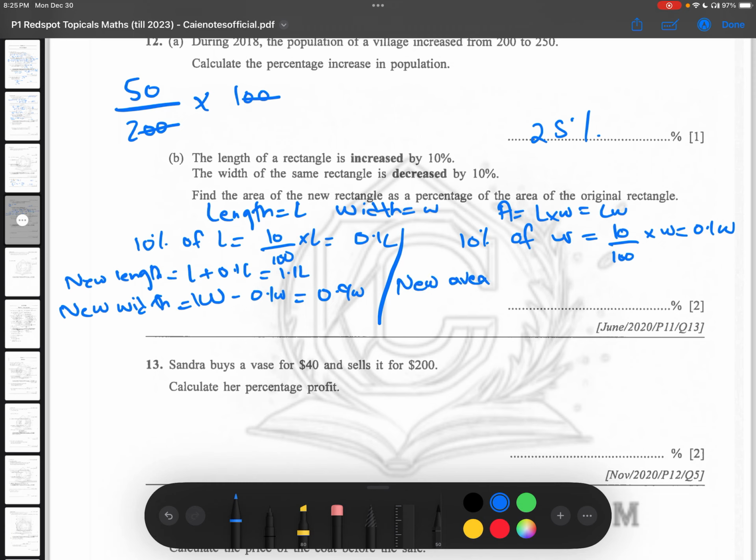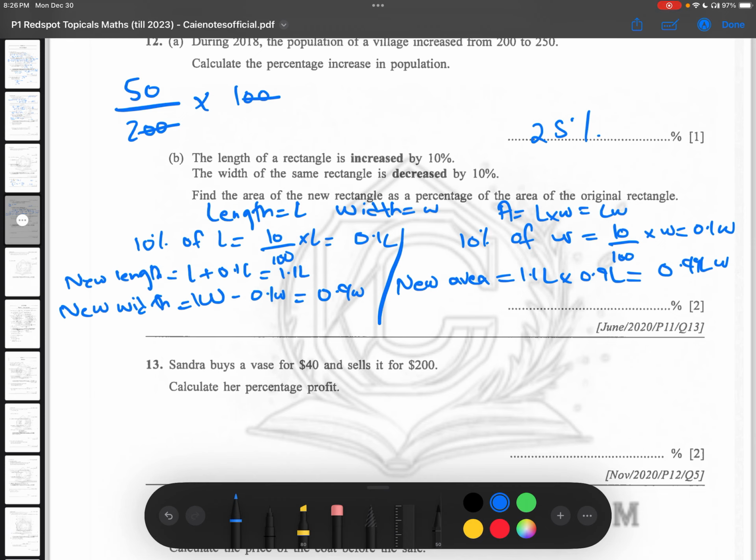That will be 1.1 L multiplied by 0.9 W. And if I multiply 1.1 and 0.9, I will get 0.99 LW. So this is the new area.